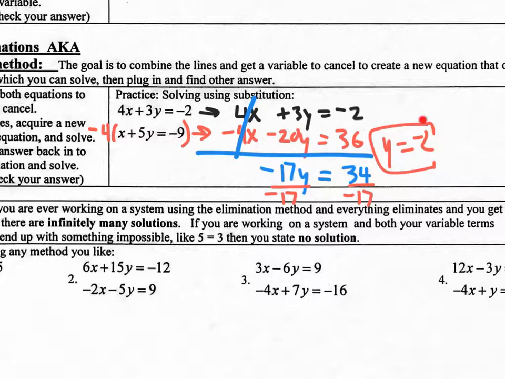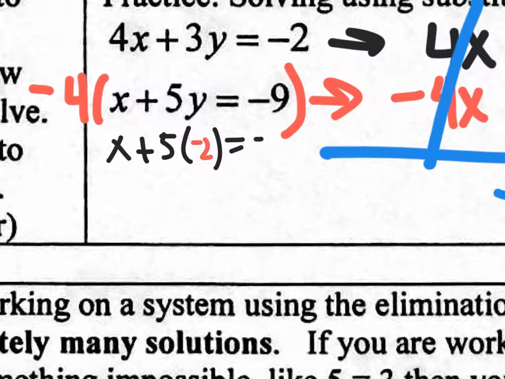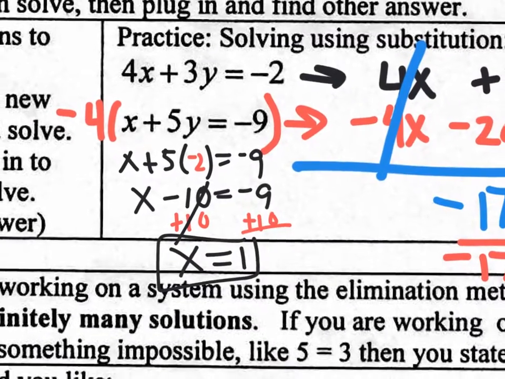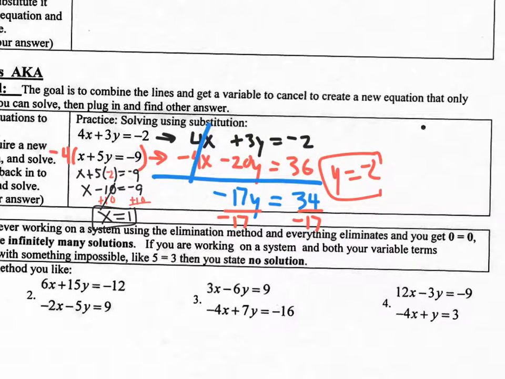So let's plug this -2 into the y right here. I'm going to plug a -2 in for y. That's going to be x plus 5 times -2 equals -9. So we really have x minus 10 equals -9, which means when you add 10 to both sides, you get x equals 1. So those are your two answers, x equals 1 and y equals -2. If you wanted to write that as a coordinate, go for it: 1, -2.